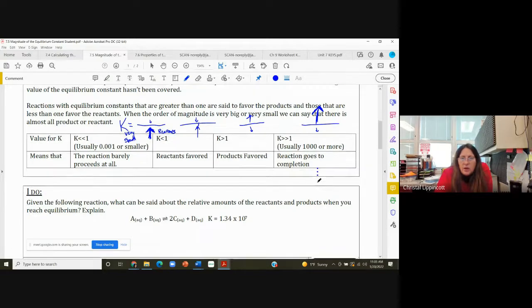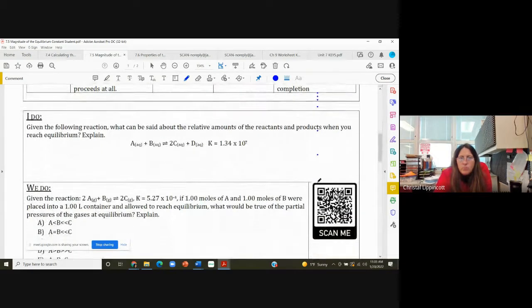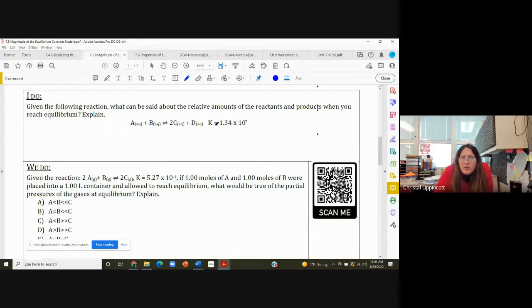Here we're given a K value. They want to know what's going to go on with our reactants and our products. So this value, K, is very, very big. Which means what's going to be true of our reactants? Lots of products, not a lot of reactants. Right. This is going to be very large, and you're going to have very little of this left.